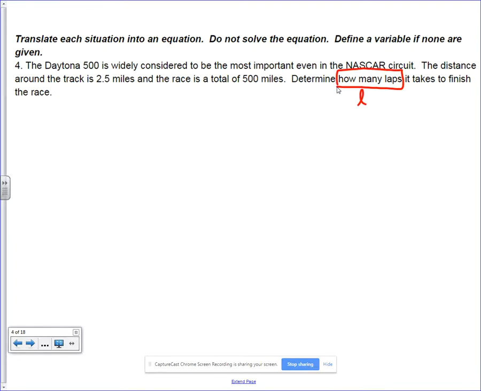So I need to write an equation for this. Well, every lap around is 2.5. So if I take that 2.5 and I multiply it by the L, it better give me a total of 500 miles. So that's one possibility. You also might say, I can take the total of 500 miles and divide it by every lap being 2.5, and that will also give me the number of laps. So either one of those would be correct.